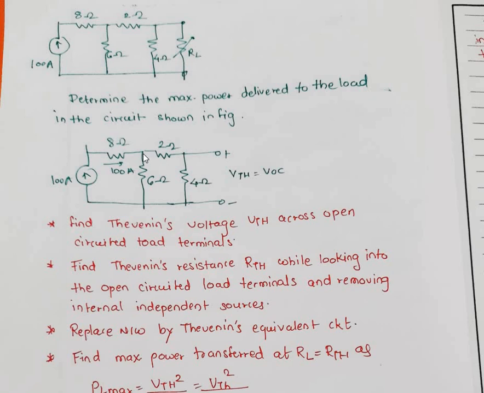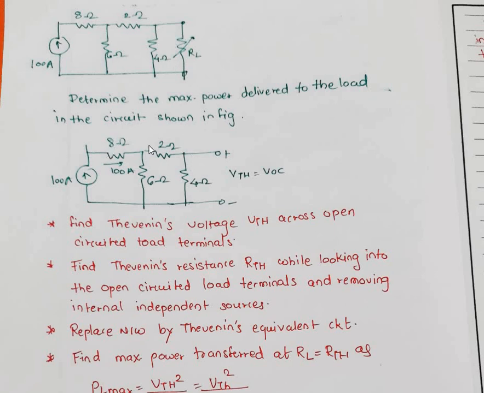Now let us discuss some examples of maximum power transfer theorem. So here the question is: determine the maximum power delivered to the load in the circuit shown in this particular figure. So this is a 100 ampere current source, 8 ohm, 6 ohm, 2 ohm, 4 ohm, and here RL is connected.